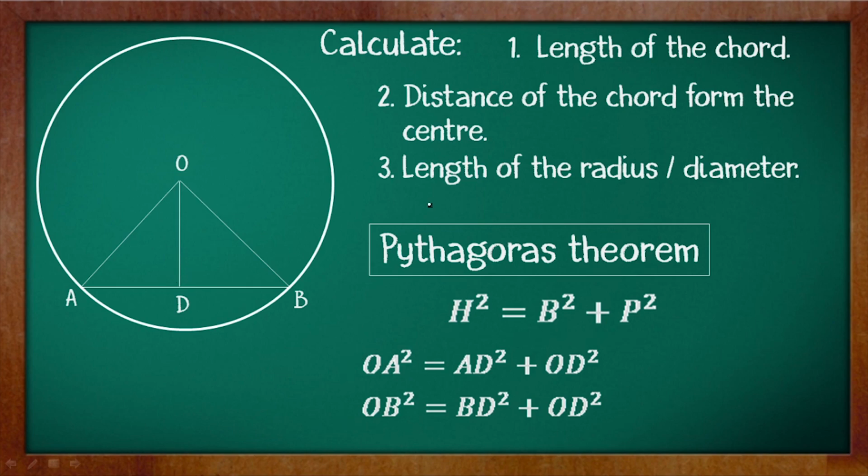So this is how we use Pythagoras theorem in this diagram. Out of these three unknowns, two will be given to you. You need to find the third one using this theorem. So let's try and solve few problems now.